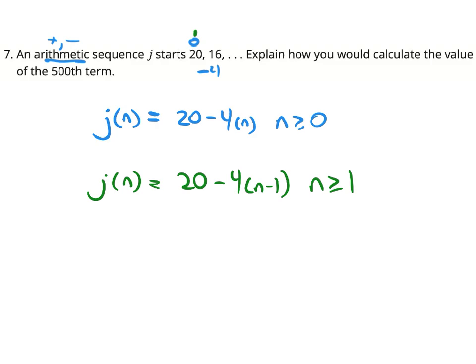These are both explicit. So for J of 500, I just stick 500 into either one as the input. I stick it in for n and into either one. I calculate it, and that's how you get the 500th term.